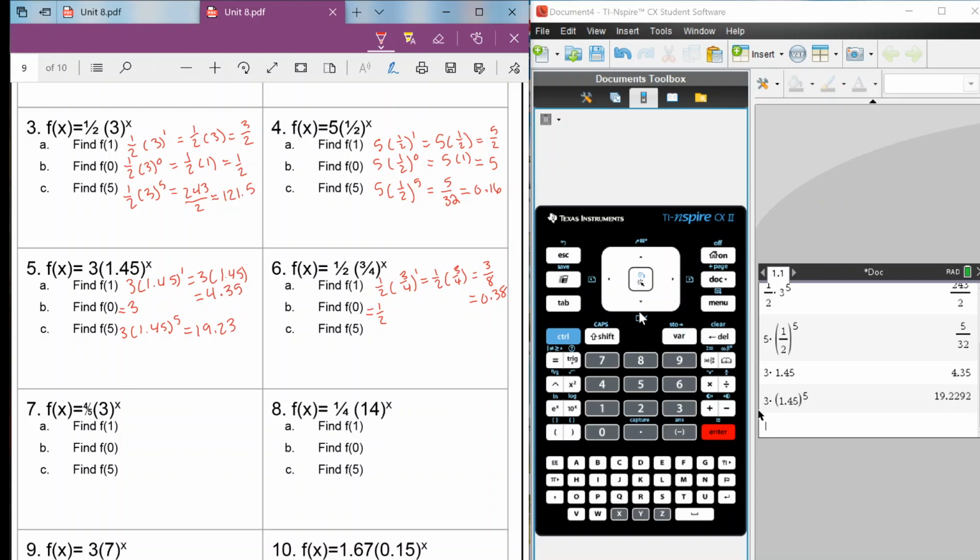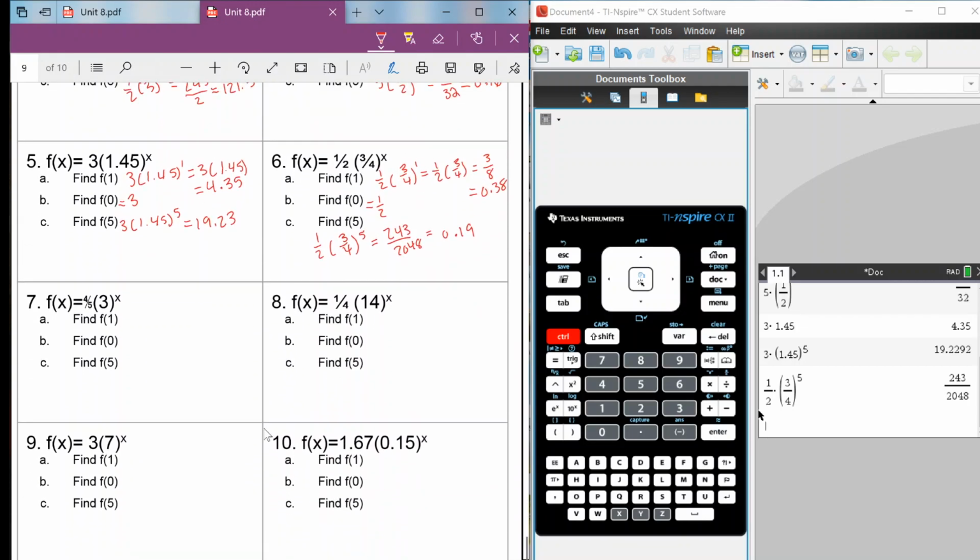Remember, if we plug in 0 for x, we get the y-intercept, and our y-intercept is 1/2. And then we plug in 5 in for x. So 1/2 times 3 over 4 to the 5th power is equal to, let's check that out. So 1/2 parentheses 3 over 4 to the power of 5. We get 243 over 2048, which in decimal form is 0.19. Okay.